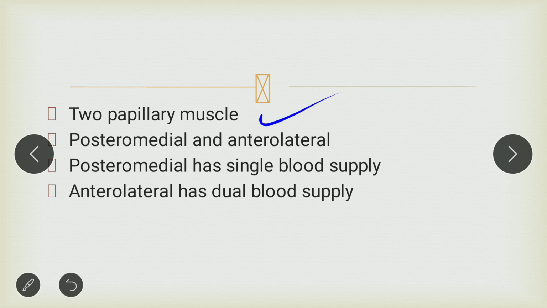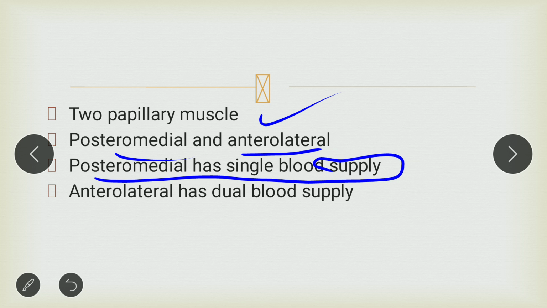We have seen that there are 2 papillary muscles, the posteromedial and the anterolateral. The posteromedial has a single blood supply. That is why ischemia usually affects this posteromedial papillary muscle, which affects the posterior leaflet. When the anterior leaflet is involved, the murmur radiates to the axilla. When the posterior leaflet is involved, the murmur radiates to the base of the heart. That's why the murmur of mitral regurgitation radiates to the axilla in case of rheumatic heart disease.